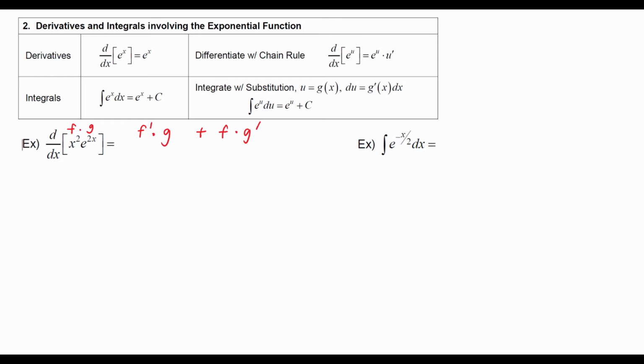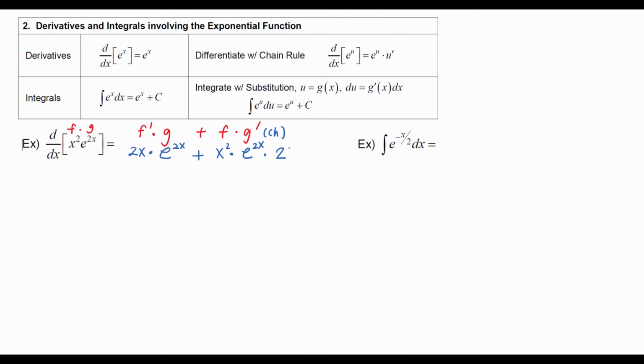So when you take the derivative of x squared, I get 2x times g, which is just e to the 2x, plus f, which is x squared, times g prime. Since it's not e to the x, it is e to the u, so you need to use the chain rule when you take the derivative of g. So the derivative of e to the 2x is e to the u, use 2x, times u prime. And your u prime is 2, since the derivative of 2x is 2.